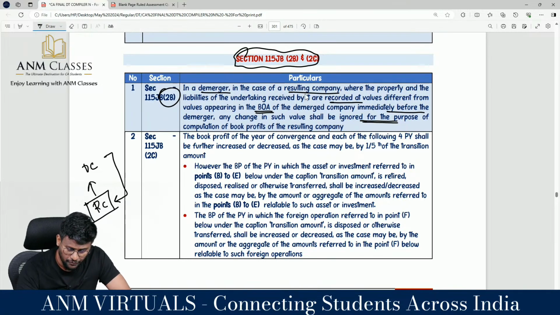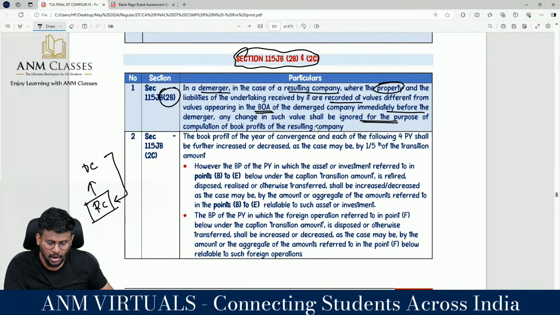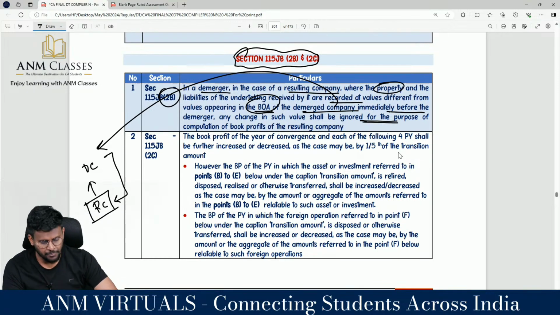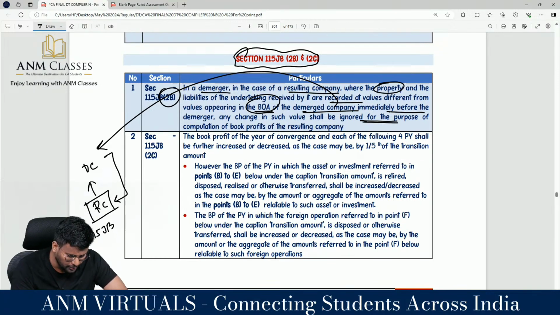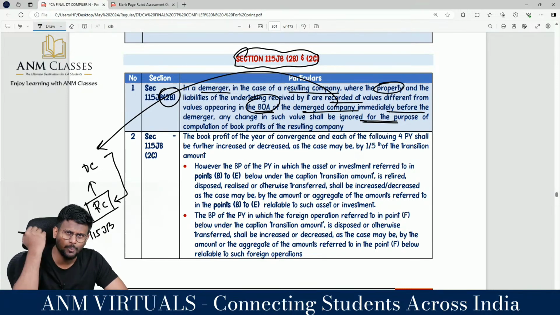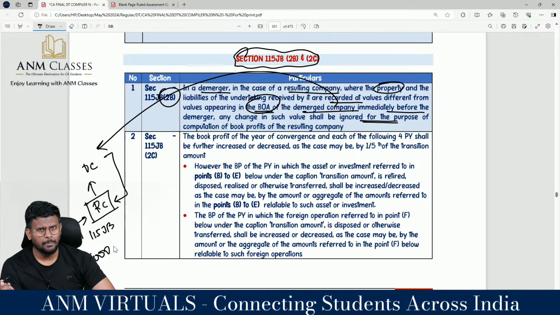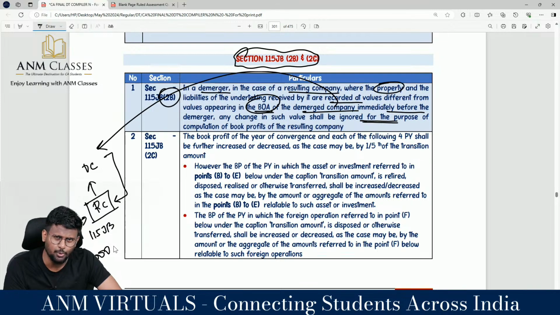That profit or loss you don't take into account for the purpose of Ind AS MAT. So in a demerger, in case of resulting company, where the property and the liability of the undertaking received by it are recorded at a value different from the values appearing in books of accounts of the demerged company immediately before the demerger, any changes in such value shall be ignored for the purpose of computation of book profit of the resulting company. So when you are calculating the 115JB of the resulting company, that profit or loss should be ignored. That means sometimes 1000 rupees is the book value of asset in the books of demerged company, but the resulting company would have recorded it at 1200. On that extra 200, you are not supposed to pay MAT.